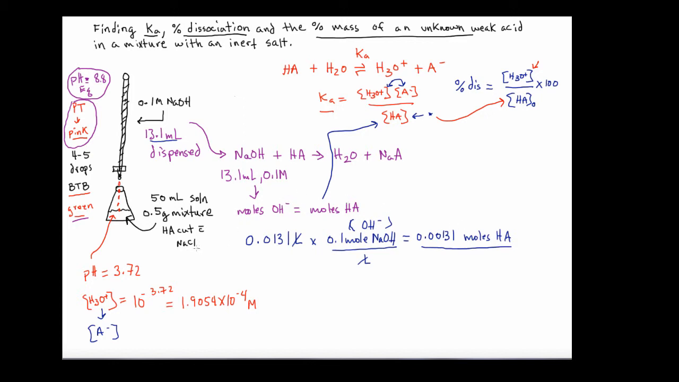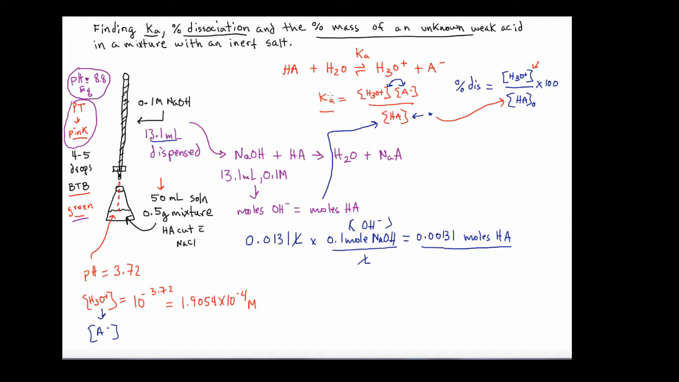And the one place where it's easy for the student to make a mistake here is in determining what volume to use. So let's go back to our collection flask quickly. We dissolved the HA solution, this mixture of solid weak acid that was mixed with sodium chloride, in enough water to make a 50 milliliter solution. And the HA is HA initial.